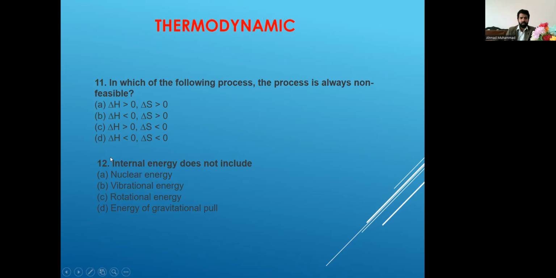For question 12, internal energy does not include: option A, nuclear energy; option B, vibrational energy; option C, rotational energy; option D, energy of gravitational pull. Internal energy includes nuclear energy, vibrational energy, rotational energy, and translational energy, but not the energy of gravitational pull. So the correct option is energy of gravitational pull, which is not part of internal energy. So the right option is option D.